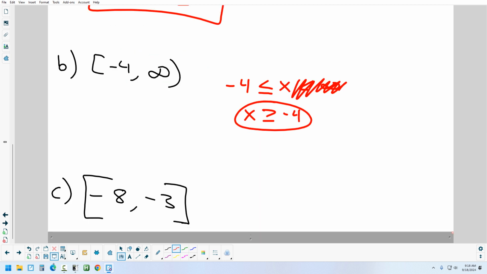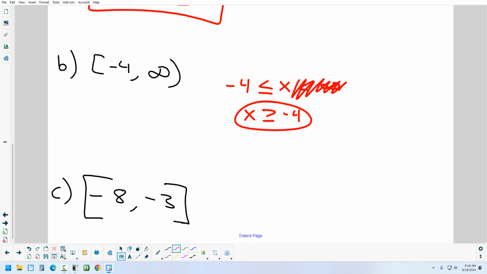All right, let's try this one. Okay, how about Cecilia, bounded or unbounded? That's bounded. So that's fully bounded, fully closed.